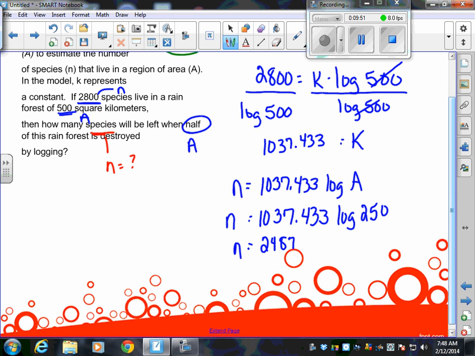So you've got 2,487 species left. These are the kinds of word problems that you're actually going to see when we start reviewing for the test. Because again, about half of your test over this chapter will be solving word problems.